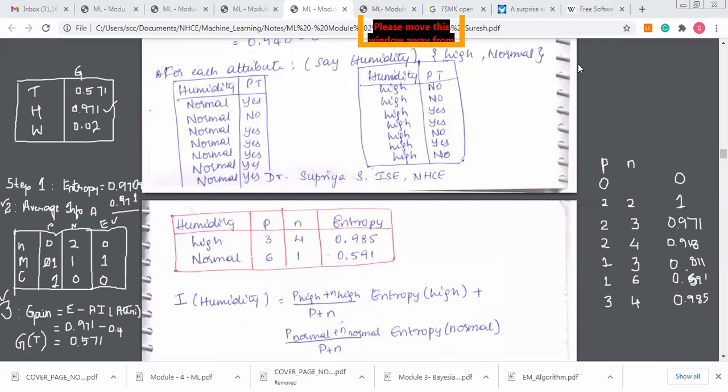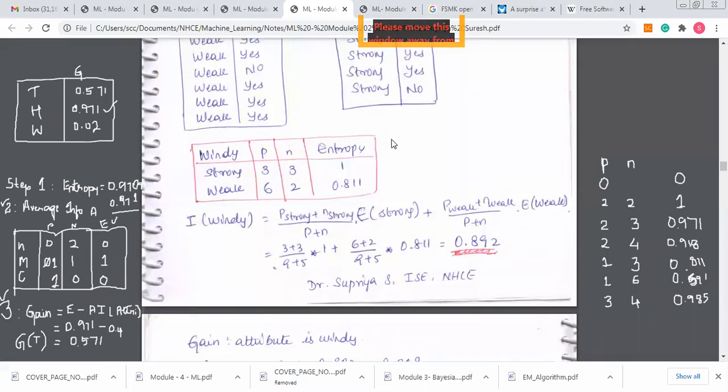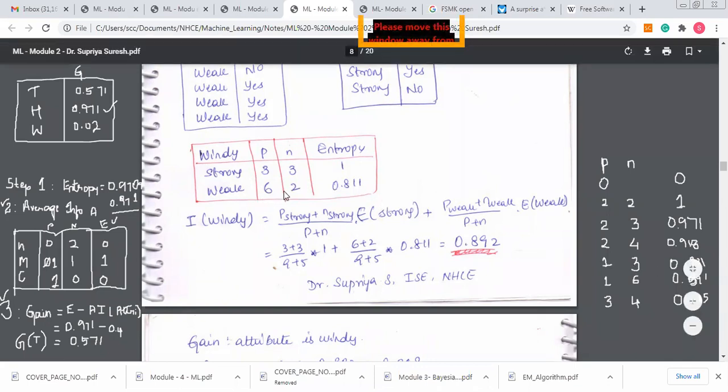If I again scroll down for the entropy calculations wherever we are done, see here 3:3. When I have both equal numbers, the entropy is 1. Identical, 2 and 2 was 1, so 3 and 3 is again 1. You can see 6 and 2. The ratio of it is 1:3, and the 1:3 ratio is 0.811. So it is 0.811 and 0.811.